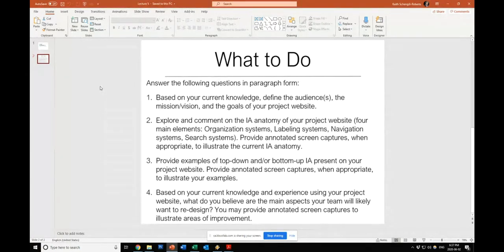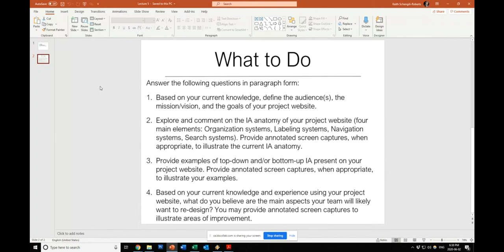And then the second point is, as I say here, explore and comment on the information architecture anatomy of your project website, focusing on things like the organization systems that you see present, labeling systems, navigation, and search systems. And in terms of search systems, what I'm saying there is, if there is search on the website, where does it exist? And have you tried it out? Is it effective? Put it up against doing, say, a Google search. Does it come up with the same results? And again, provide annotated screen captures when appropriate to illustrate the current IA anatomy.